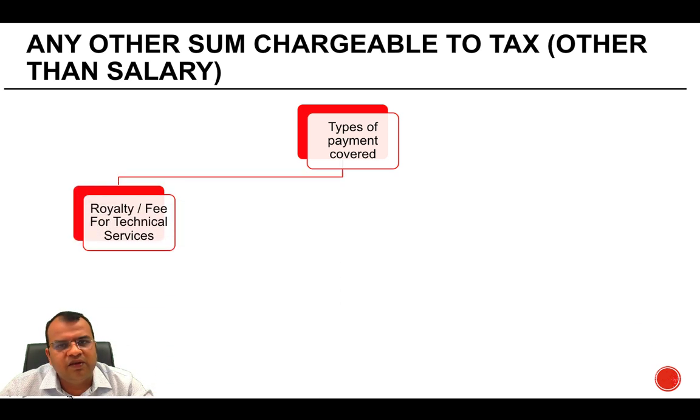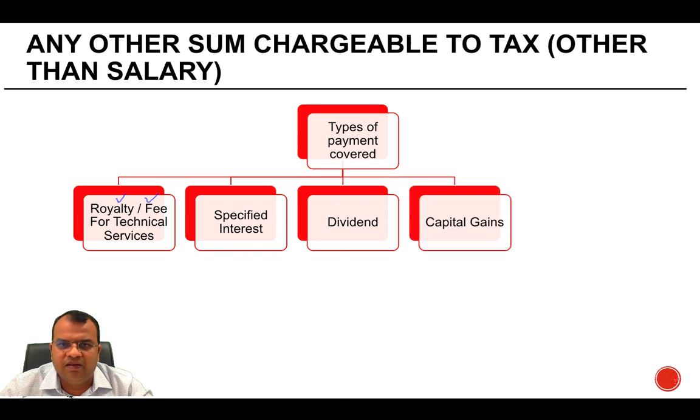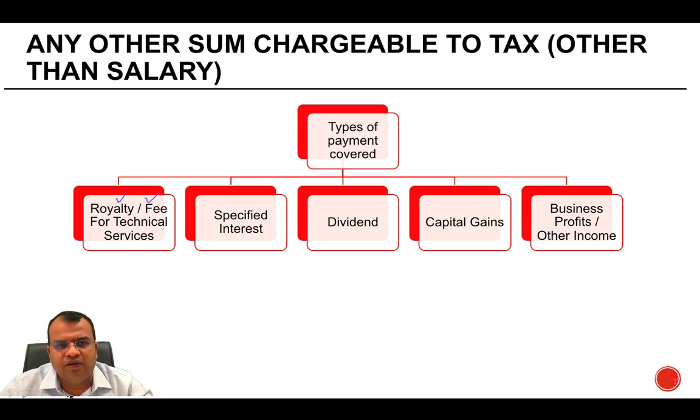The type of payment which may be made could be in the nature of royalty or fee for technical services. It could be specified interest. We've already discussed that, right? Dividend, capital gains, business profit. So a non-resident may get royalty income from an Indian company. They may get fee for technical services. They may get specified interest other than the ones which we had discussed in the previous slides, because if they are covered there, then this section is not applicable.